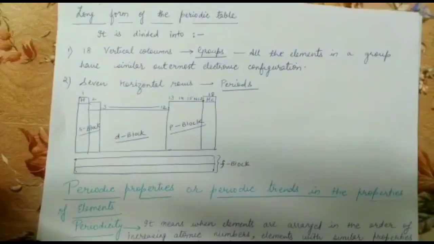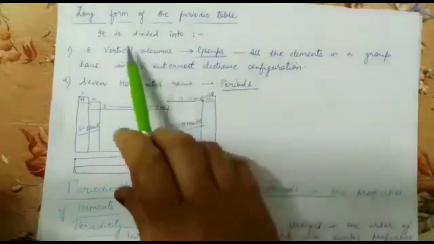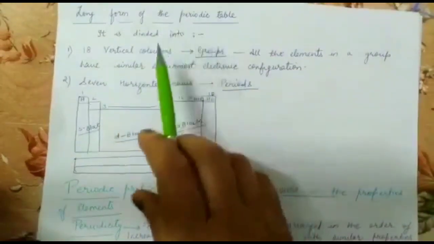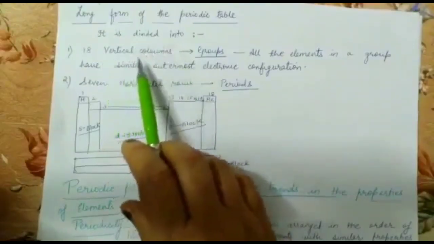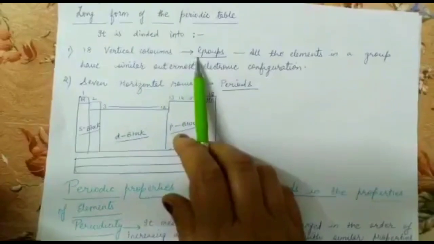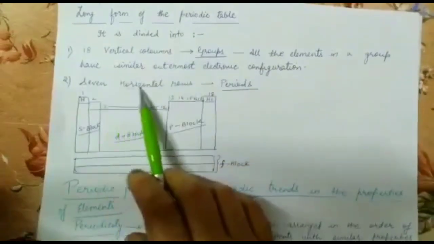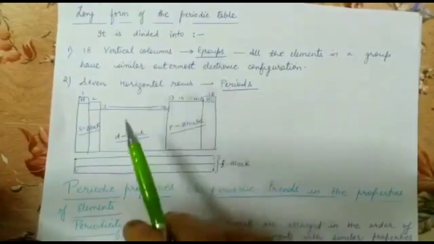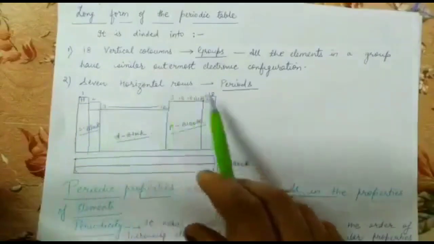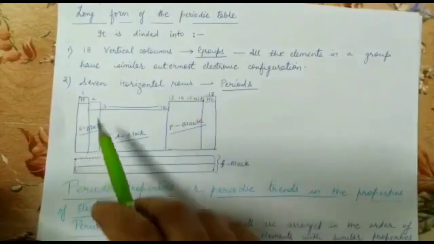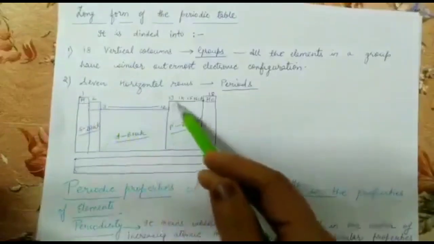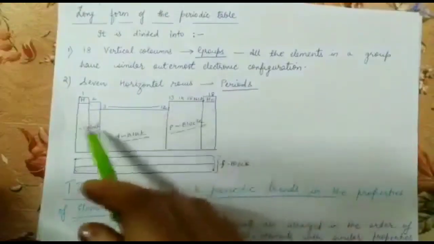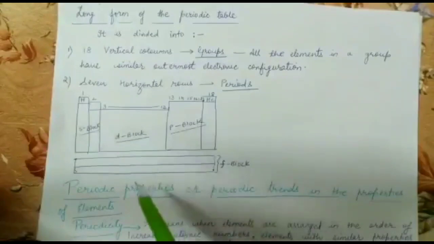Now, based on the modern periodic law, we have this long form of the periodic table. This periodic table is further divided into 18 vertical columns which are known as groups and 7 horizontal rows which are known as periods. So this is how your periodic table looks like. You can see your vertical columns, groups 1 to 3 to 12 and 13 to 18, and you can see horizontal rows which are known as periods.